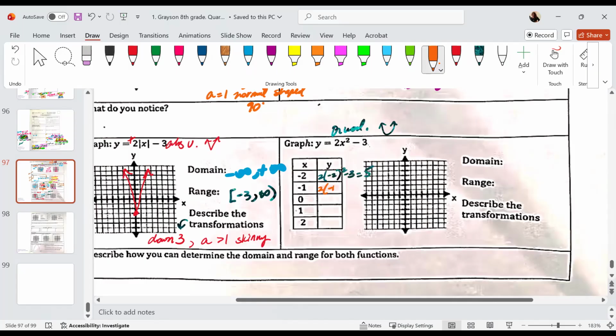-1. 2 times -1 squared minus 3. -1 squared is -1 times -1, which is 1. 1 times 2 is 2. 2 minus 3 is -1. Do you see that? Okay.